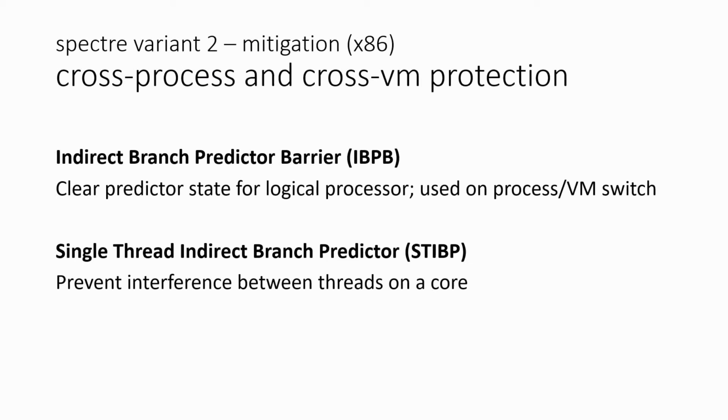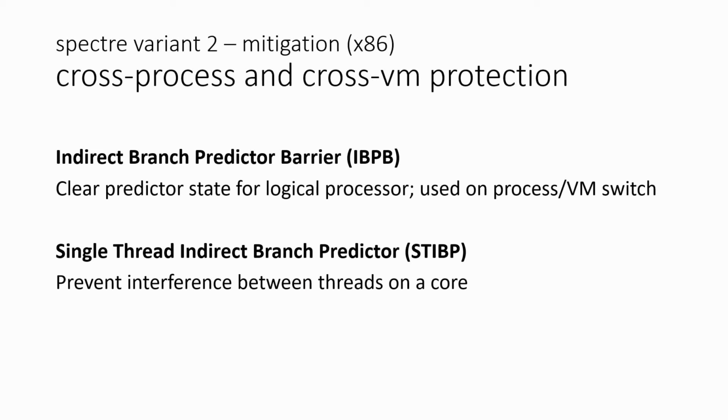To address the first problem, cross-process and cross-VM attacks, Intel and AMD shipped microcode updates to add an IBPB command, Indirect Branch Prediction Barrier. This command is triggered by tickling a bit in an MSR, a model-specific register. IBPB clears the state of the predictor so the code that runs afterward cannot be affected by code that ran before on the same logical processor. We use IBPB when switching between processes or VMs.